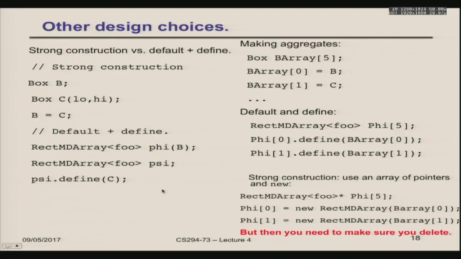So if you have strong construction over here, the only thing you can really do is to use an array of pointers and use new. So rectMD array of foo star gives you an array of pointers to rectMD arrays. That's a strong construction because a pointer to a rectMD array is completely defined. What it points to is not defined yet, but that's what you have new for.